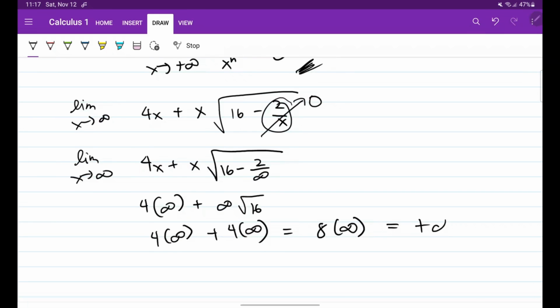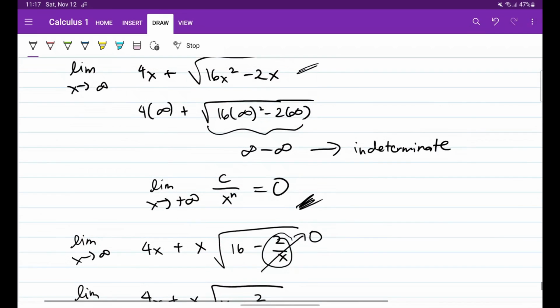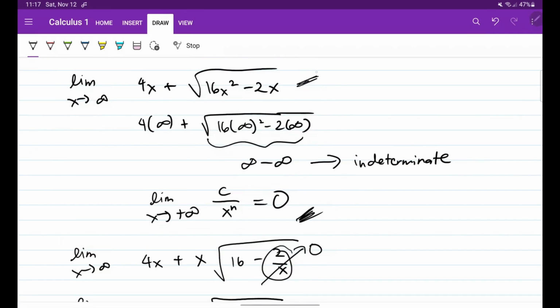or basically just positive infinity. Okay, so again, what we tried to do here is to convert our original problem into a form of c over x to the n, because we know that it will become 0. Okay, so that is another technique that we can always use when we have limits at infinity. So see you again in the next video.